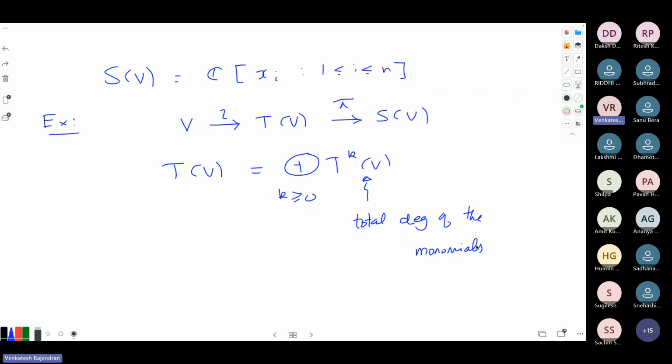Okay, so now you have this graded algebra. So what does it mean? Whenever you take T_k(V) times T_k'(V), that should be inside T_{k+k'}(V). So that is satisfied.